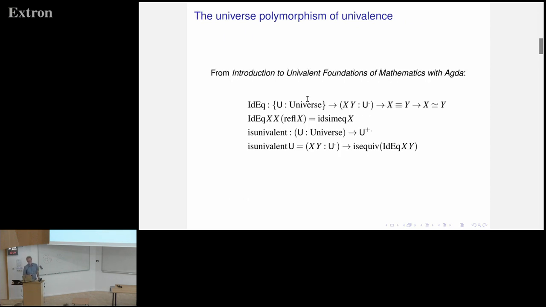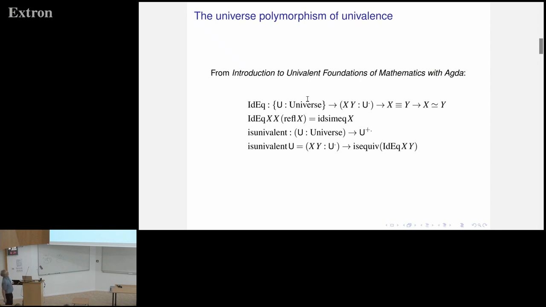So let me just, to get you into the right mood, show you a piece of code from Martin Escardo's library. This is how he formalizes the univalence axiom. You know, on the first line we have the definition of the proof that equality implies equivalence for an arbitrary pair of elements x, y in a universe U. So you see that it's universe polymorphic because U is an arbitrary universe.